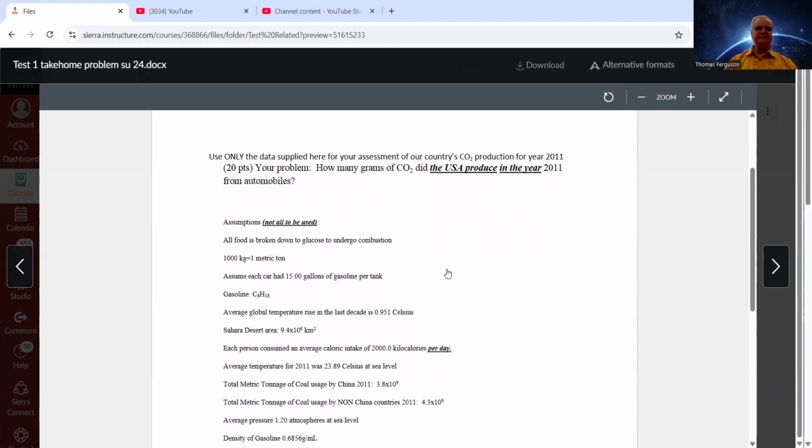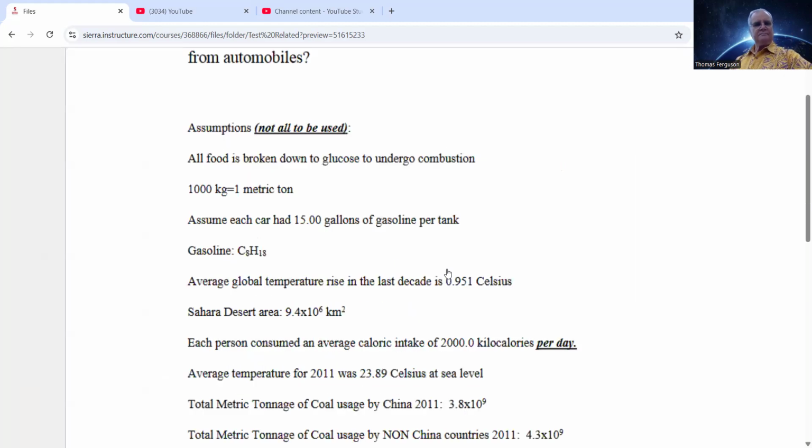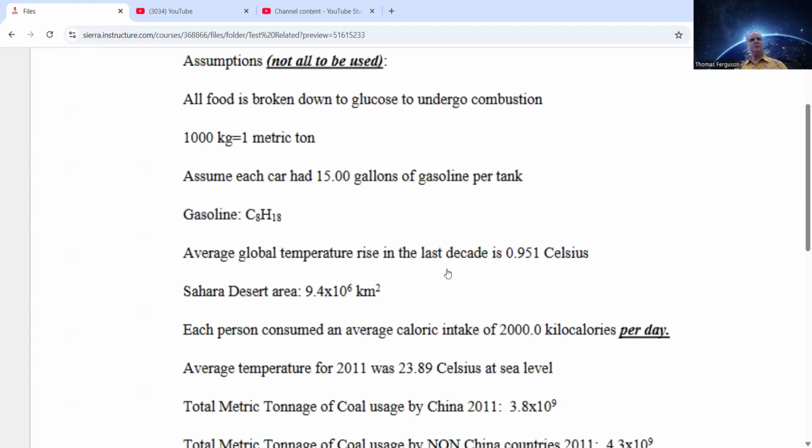Well, this was the example I'll give you in yesterday. So you go through here and cross off all the assumptions that were not useful. Some could be useful, so don't cross those off. But the ones that are obviously not, this has to do with carbon dioxide in the United States in the year 2011. So glucose conversion and combustion in mitochondria, that's really not very valuable.